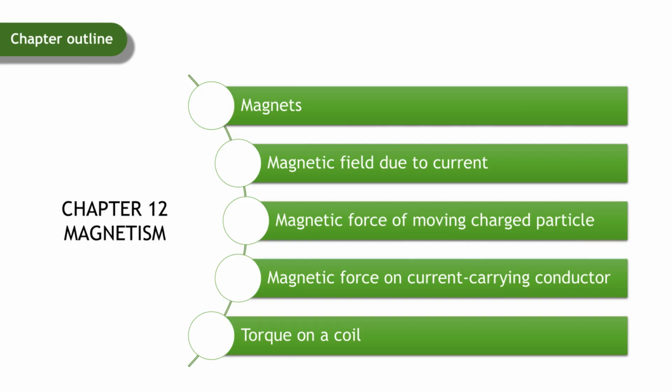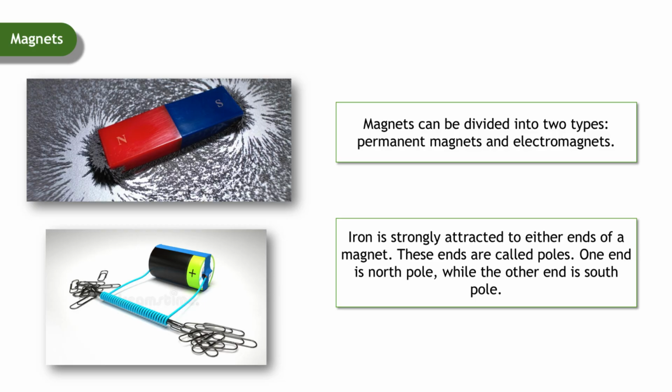First, we will look at the basic properties of magnets. Second, we will explore the magnetic field due to current. Third, we will calculate the magnetic force on a moving charged particle. Fourth, the magnetic force on a current-carrying conductor. And finally, we will study the torque on a coil. Let's start with the basics.